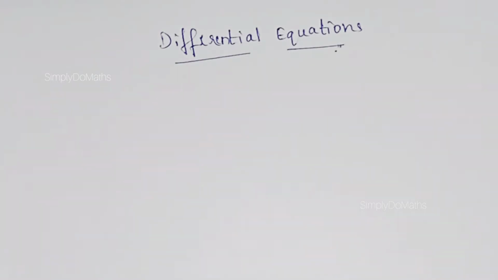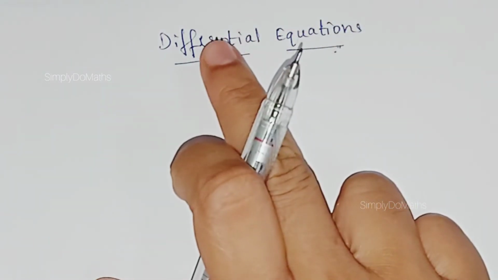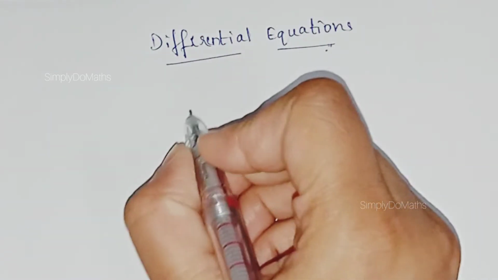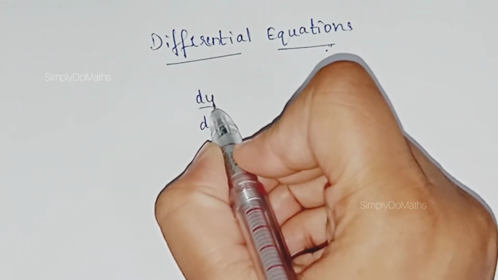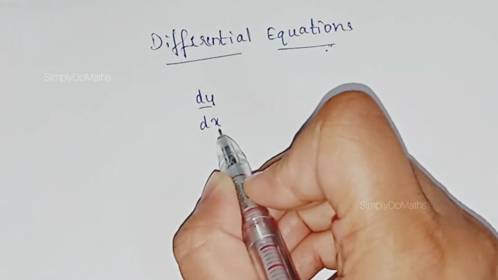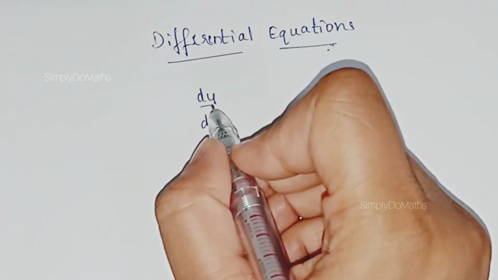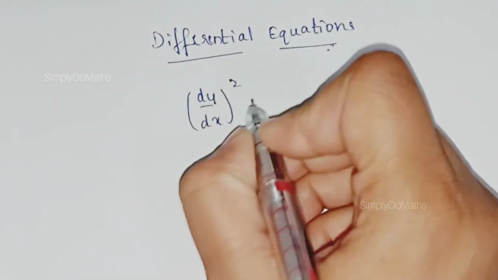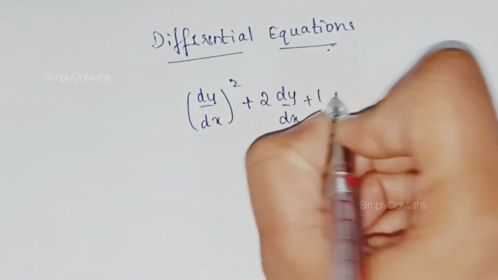So, the definition is: a differential equation is an equation which involves differential coefficients or differentials or derivatives, whatever the term may be. So for example, dy by dx, which is the derivative of y with respect to x, implies y is the dependent variable depending on x, that is, x is the independent variable. So an equation involving this term or higher orders of these terms, we call that differential equations. For example, (dy by dx) whole square plus 2 times dy by dx plus 1 equal to 0.